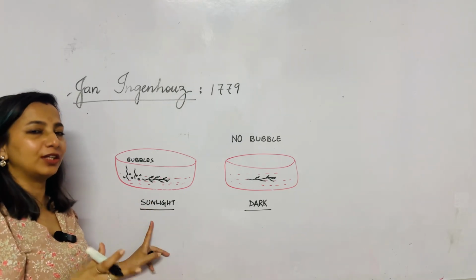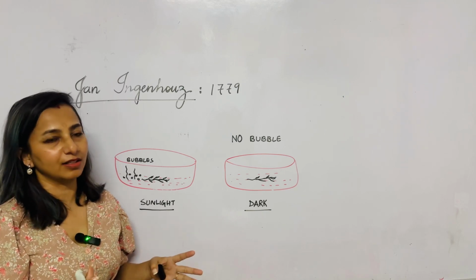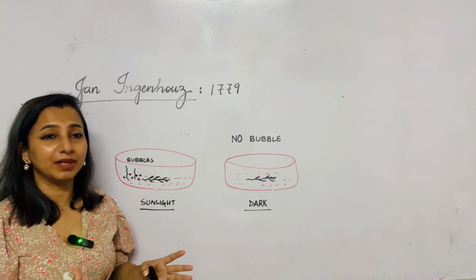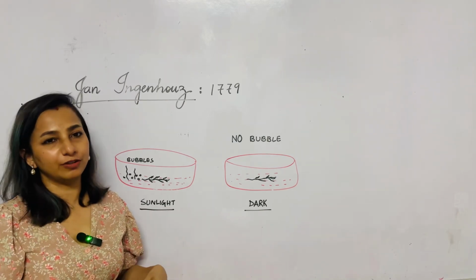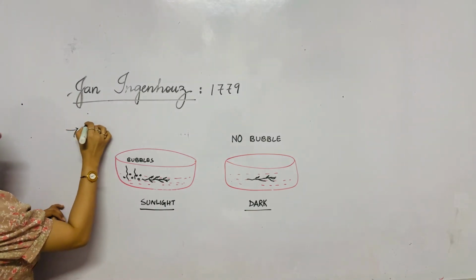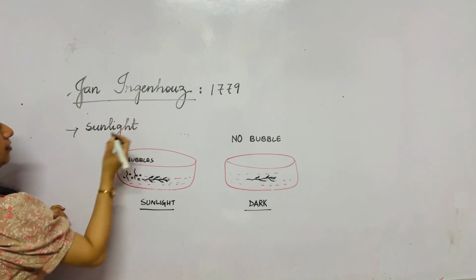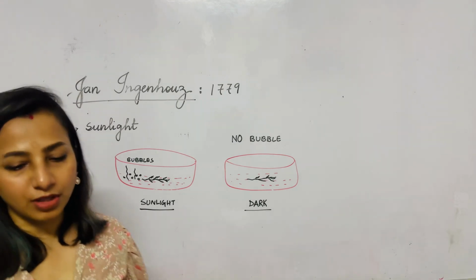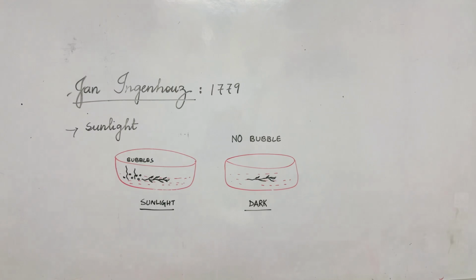This is how actually so many scientists have contributed so much towards science. It is not the work of one man, but it is the work of many, many men and women in science who have contributed to what we are living today. Clear? So this suggested what? The importance of sunlight in photosynthesis. Clear? So this Jan Ingenhousz was actually a Dutch botanist. Okay.